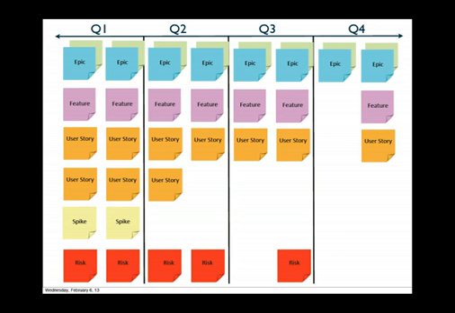This notion of pulling risk forward so that we can adequately address the unknowns in the backlog, so that when we get to the planning horizon, whether it be sprint or whether it be at the release boundary, we've adequately risk reduced and can actually make a commitment at that level.